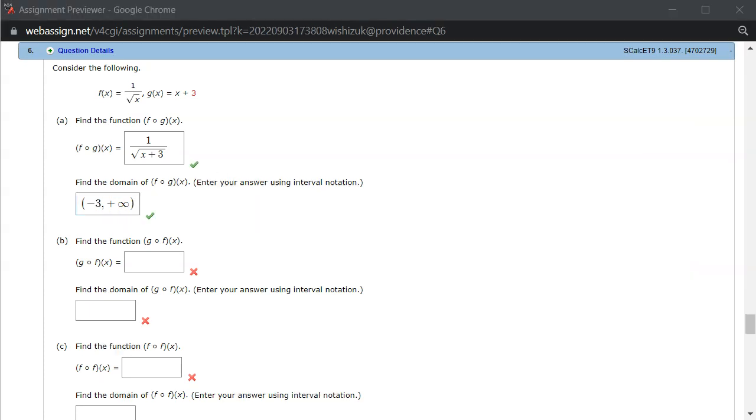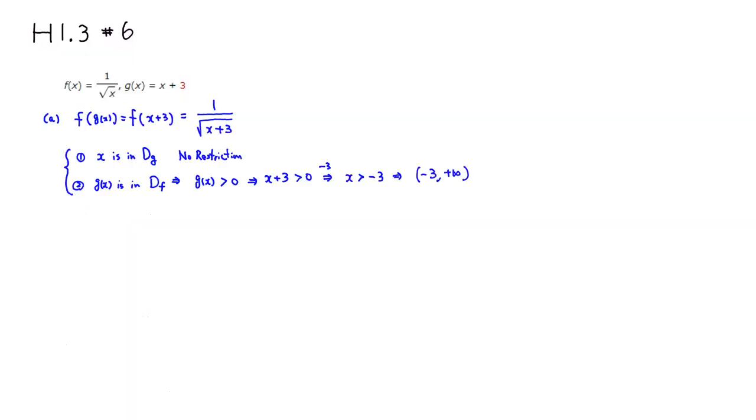All right, let's check the answer. All right, I came back and it looks like we got part A correctly. So let's work on part B, which is g of f, just to flip the order of composition.